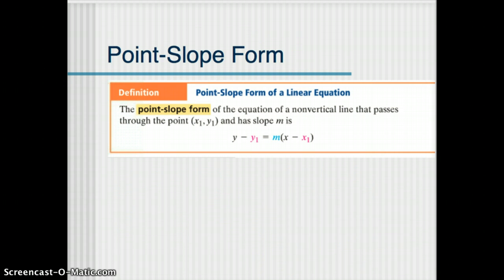So definitely write this down. The point-slope form of the equation of a non-vertical line that passes through the point x sub 1, y sub 1, and has slope m can be written like this. y minus y sub 1 equals m times the quantity x minus x sub 1. Okay, we're going to use that for quite a few things.